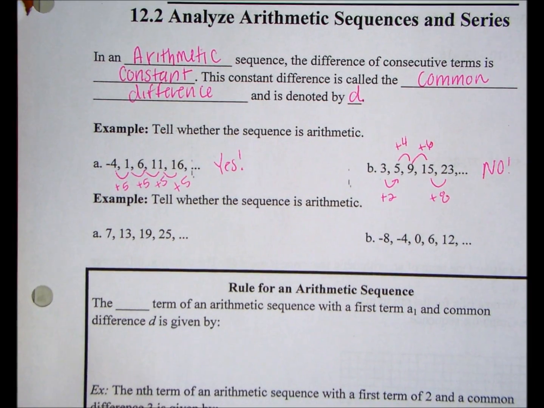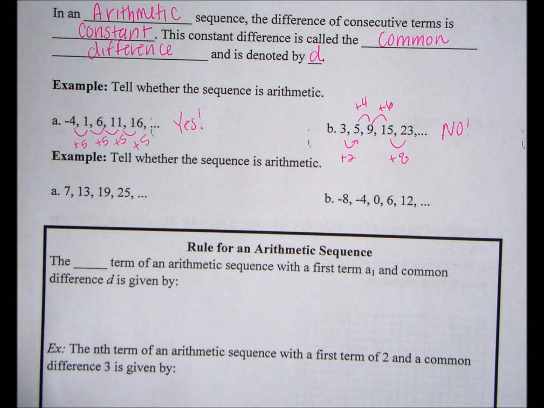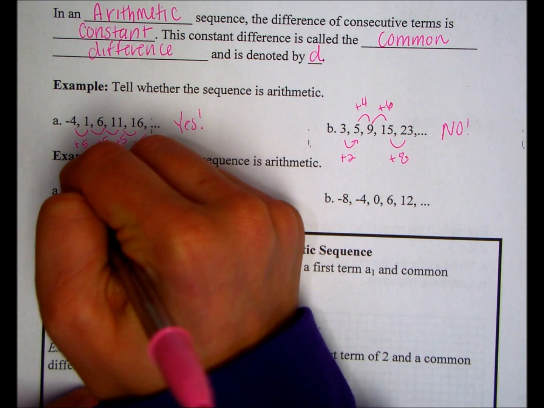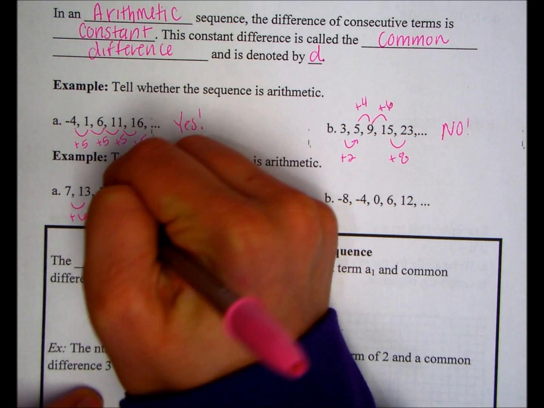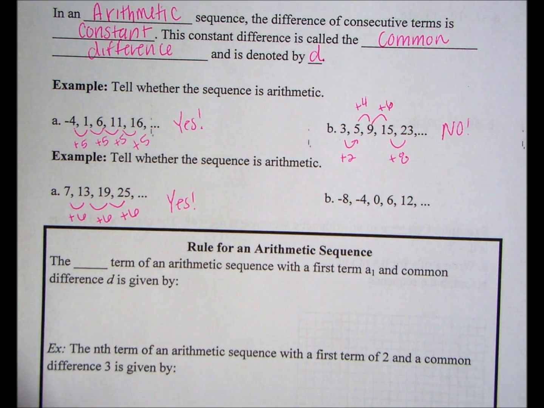Two more examples below, just going over the same idea. To go from 7 to 13, well, I'm adding 6. 13 to 19, adding 6. 19 to 25, adding 6. So yes, I have an arithmetic sequence.